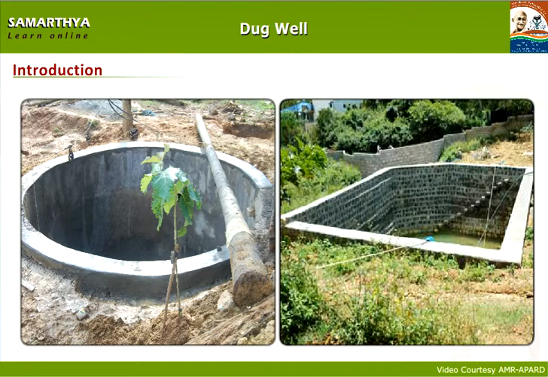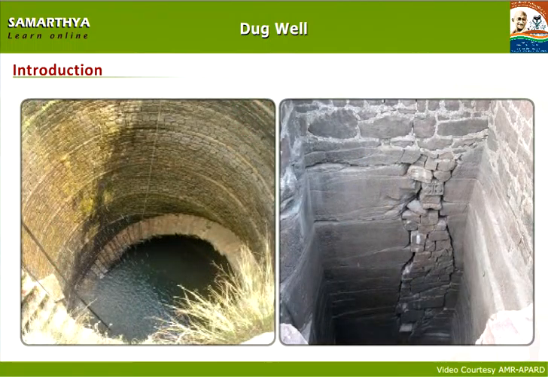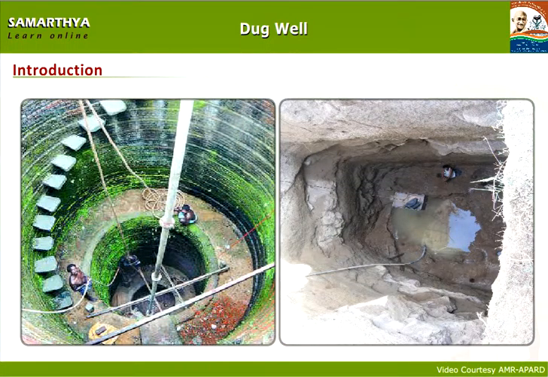Farmers who do not have water accommodation from ponds, percolation tanks, or irrigation canals dig round open wells, square open wells, or rectangle open wells in areas where groundwater is extensively available, yielding high results from irrigation.